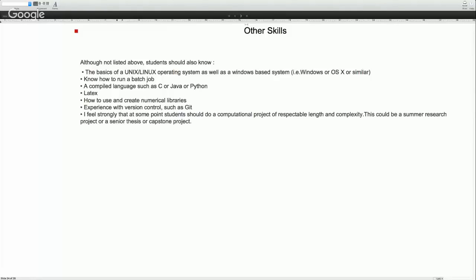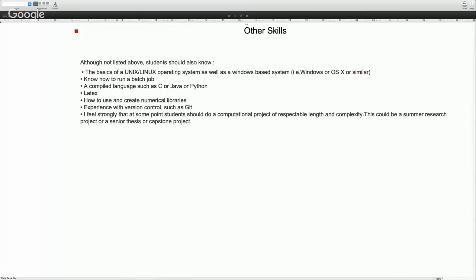I do feel strongly that at some point students should do some respectable computational project where they have to think about the project from start to finish, learn that they should think before they write code, and think about the physics before they write code, and then what the results mean and how to put all this together and talk about it and give an oral presentation or a poster on it.